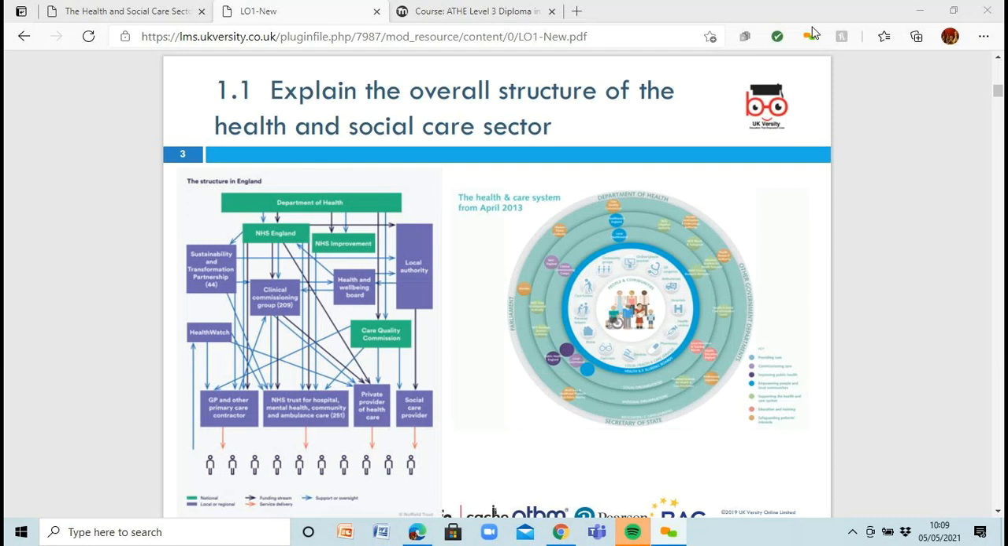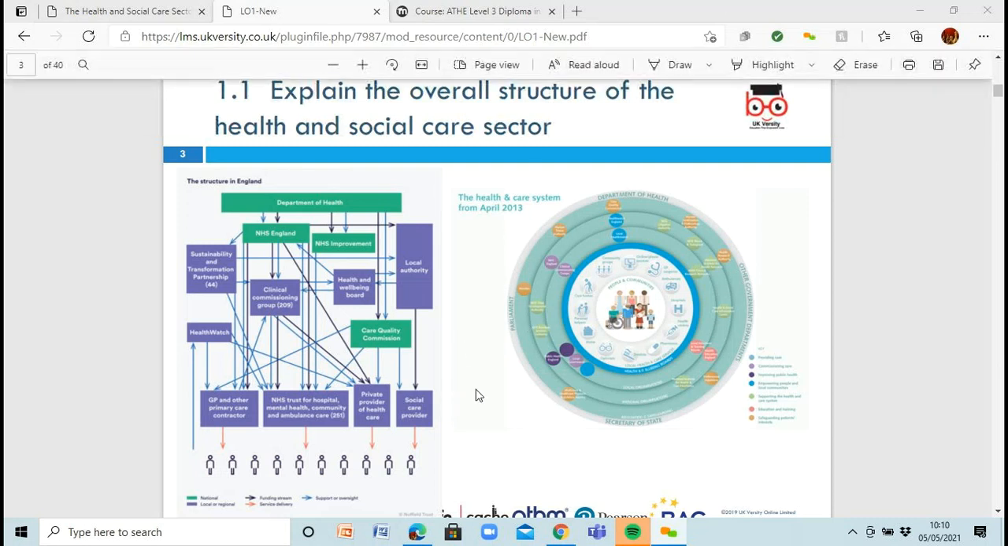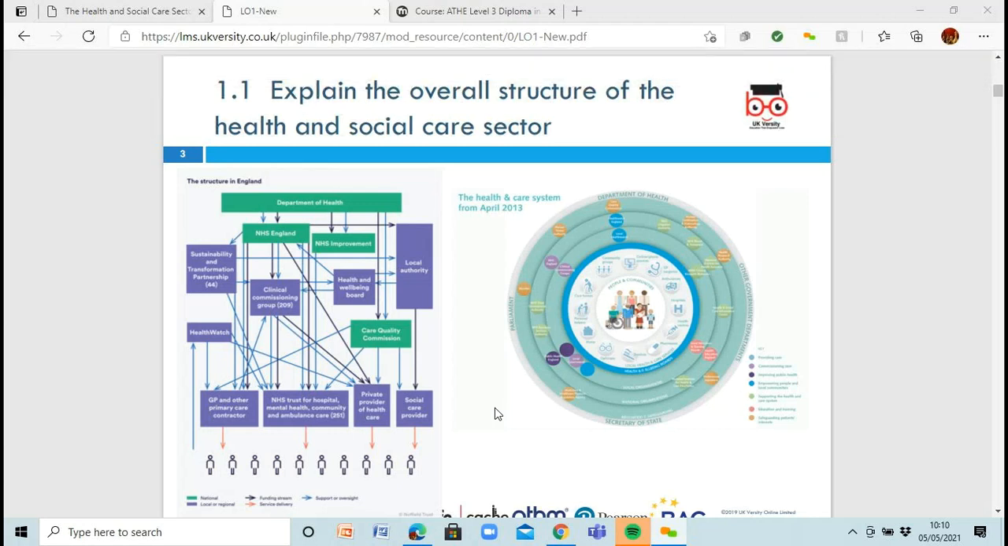So we're just going over the very first section. So for 1.1 in the health and social care sector, these 2 images actually just show 2 different structures within NHS. The first one is a structure in England, and the second one is a structure for the healthcare system from 2013. Now, when you're answering your questions, I always suggest for 1.1, include one of these images in. But again, I will explain everything very clearly when we're doing assignment day, and I'll show you what to do.